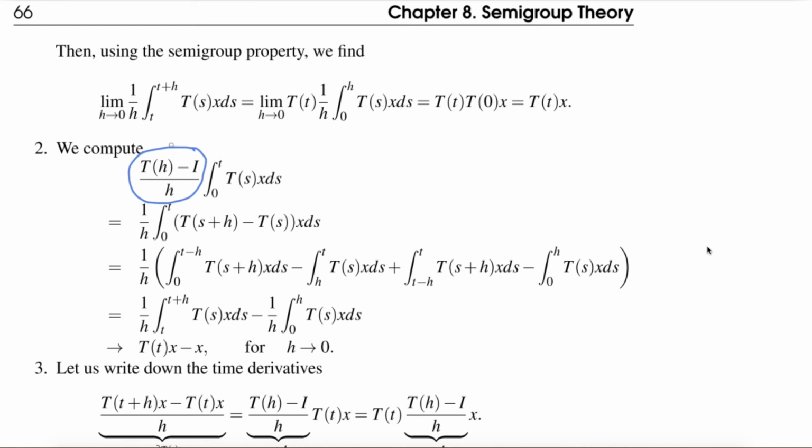So then what we do is we multiply this, and we multiply that, and then we get two terms. So then the first term will be advancing s by h, this is here, and the second term will be the identity, so it's just T of s. And now I split up the integrations in a funny way. So from the first bit, I take the integral from 0 to t minus h here, and then from t minus h to t, I take that here.